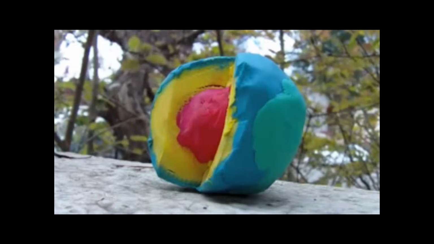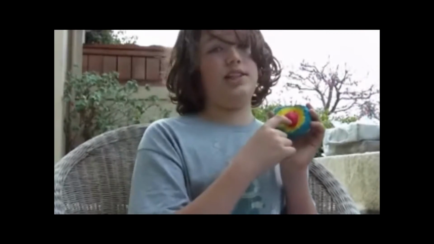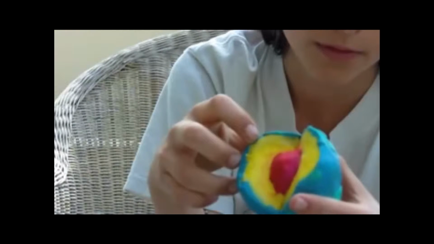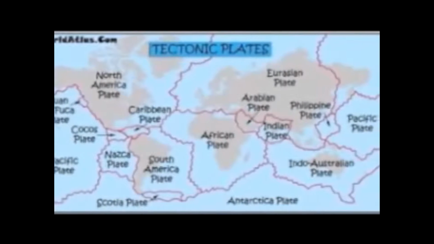The radius of the core measures 2,164 miles, but the very inside of the core is amazingly 3,954 miles deep. The Earth's crust and the uppermost part of the mantle, otherwise known as the lithosphere, is broken up into 15 major plates.